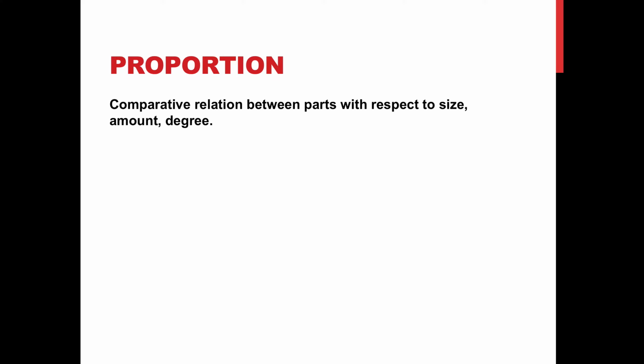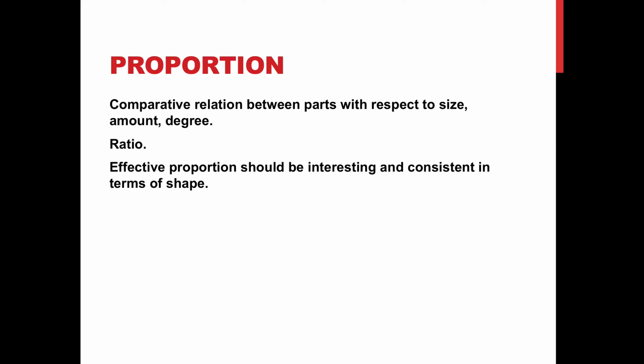So proportion is, how large is an object in comparison to the other things around it. It can deal with size, it can deal with the space between things, all of that. We talk about proportion in terms of a ratio. An effective proportion should keep things interesting. It should move the user through the site. So they should start in the top left and move through the site in a way that's logical, and the way that you design your site should help them do that.